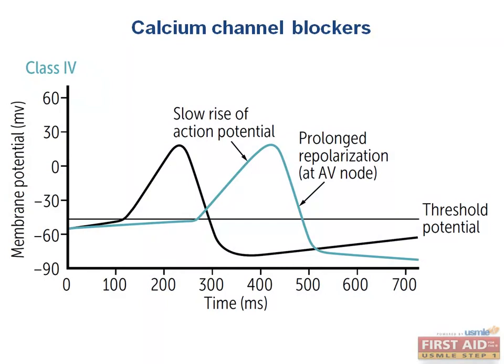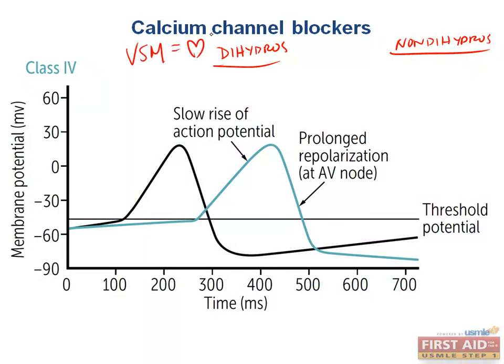The main difference between the dihydropyridines and the non-dihydropyridines, so again we have our dihydros and our non-dihydros, is that the dihydropyridines will equally inhibit calcium channels present in the smooth muscle as the myocardium, while the non-dihydropyridines tend to favor the myocardium much more than the vascular smooth muscle cell calcium channels. So our non-dihydropyridines are verapamil and diltiazem.